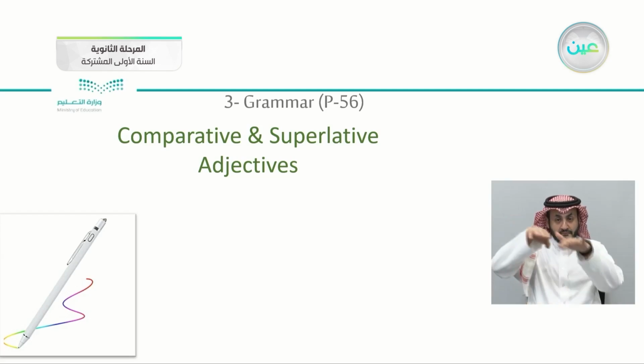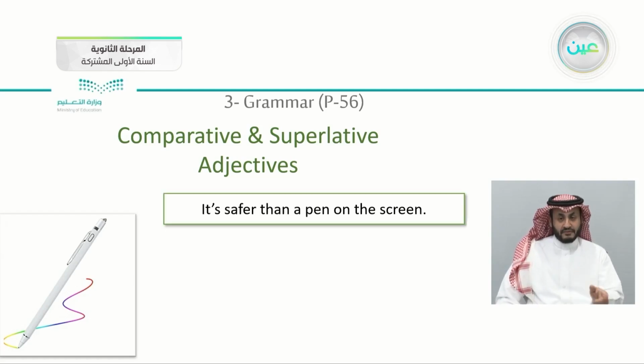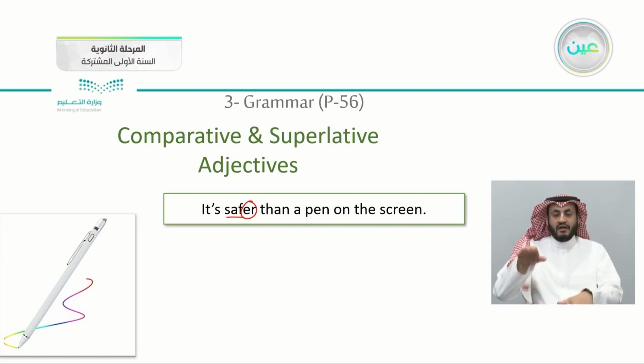We will focus here on the idea of adjectives, part of speech, adjective. Back to the pen and I will tell you about the sentences here. At the beginning, this pen, I believe that it is safer than a regular pen on the screen. Where is the adjective in this sentence? The adjective is safe. This is my adjective. And I am comparing my pen to a regular pen, let's say a pencil or a red pen. My pen is safer. It is safer than a regular pen on the screen.